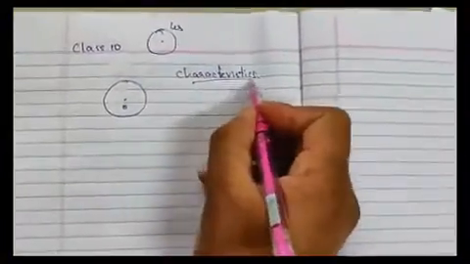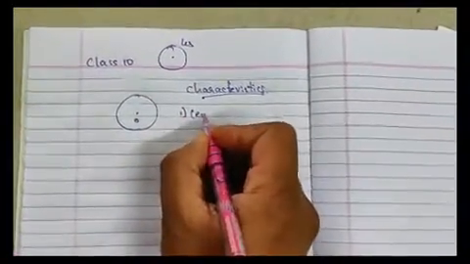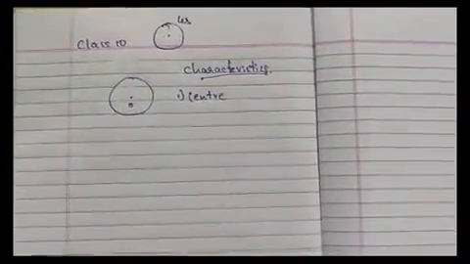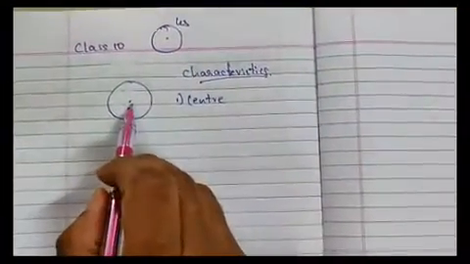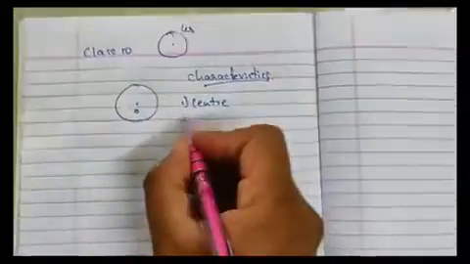As you have studied in your previous class, there are so many characteristics of a circle. Basically, we can begin with the center of the circle. What is the center of a circle? The center of a circle is a fixed point which is equidistant from every point on the circle.